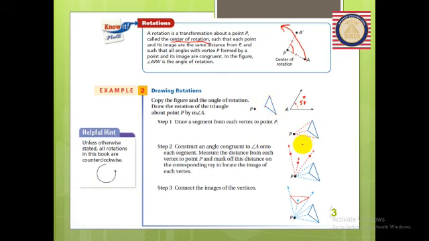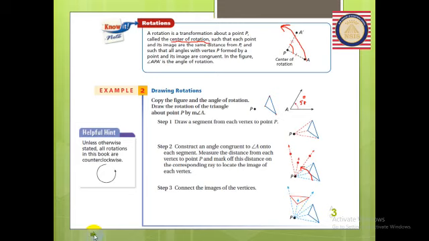Then after connecting, we're going to construct an angle congruent to A. So this is 50, I'm going to construct 50, starting from where this is the side of the angle. I'm going to measure 50 until I make the other side. Then I'm going to put the point, and at the end I'm going to connect the vertices of the figure together to make the image.